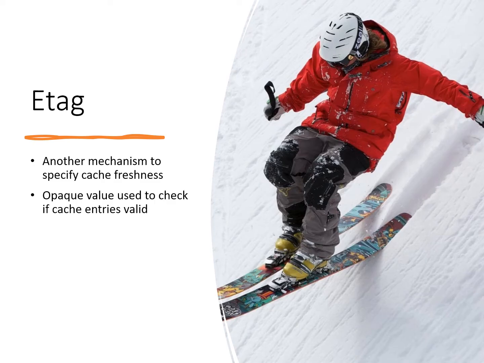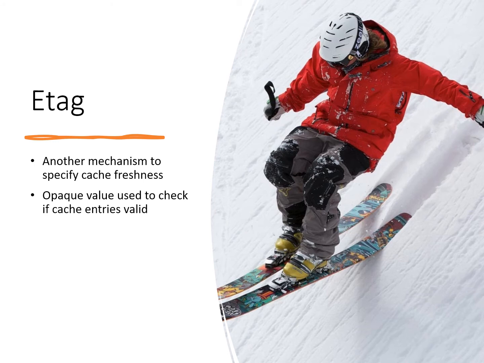HTTP provides another directive that can be used to control cache item freshness. This is known as an eTag. An eTag is an opaque value that can be used by a web cache to check if a cached resource is still valid. I'll explain this using an example in the following.